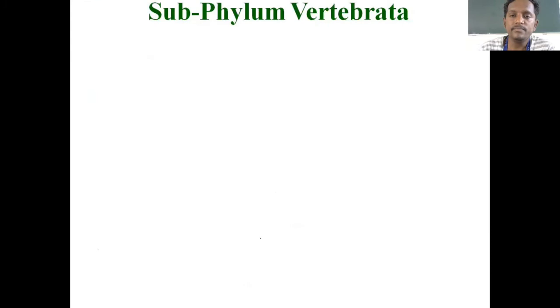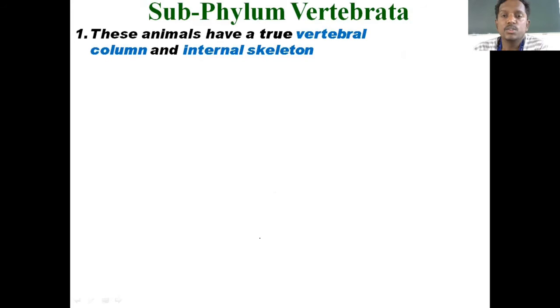Now, subphylum Vertebrata, we have to briefly explain that, the general characters of subphylum Vertebrata. Here I'm not going to tell that they are bilaterally symmetrical, have a complete digestive system and a closed type of circulatory system and all. Main points only we are going to study here, because the rest are standard points. These animals have a true vertebral column. I said in subphylum Vertebrata, the notochord is modified into what? Vertebral column. The notochord is modified into the vertebral column. That's why we call them vertebrates.